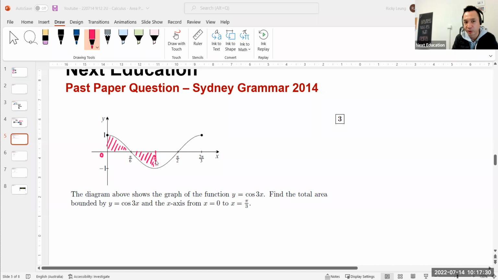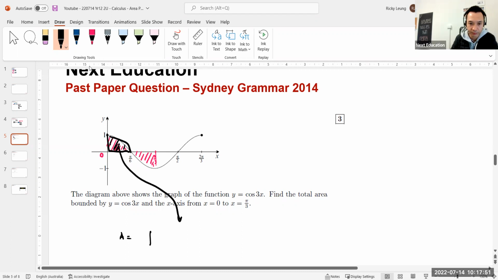If I'm finding the area of these 2 pink parts, they're identical. So a smart way of doing it, instead of integrating from 0 to pi on 3, I'll just integrate from 0 to pi on 6 and double it. So the area in this case, I'm just going to take this area here, from 0 to pi on 6, oops, I wrote pi on 3, of course, of 3x dx, and then I just multiply this by 2, because it's symmetrical. Is that all right?